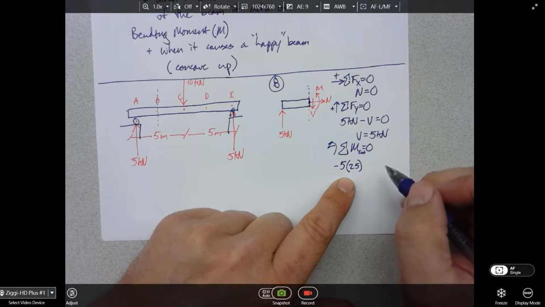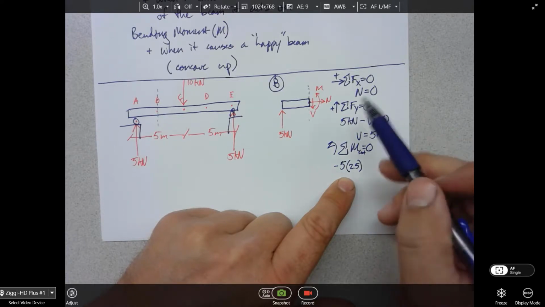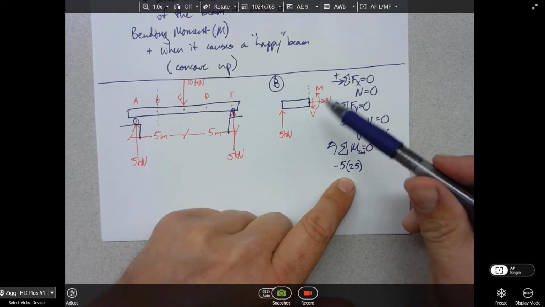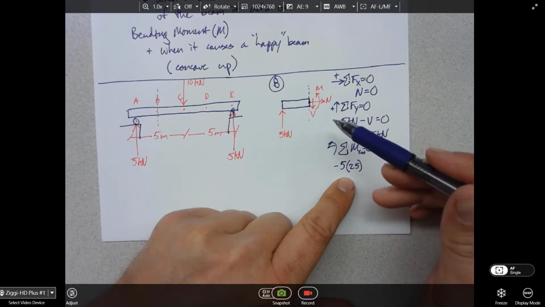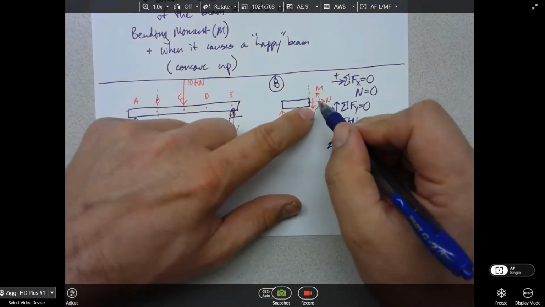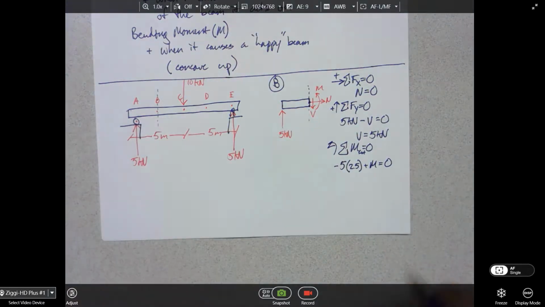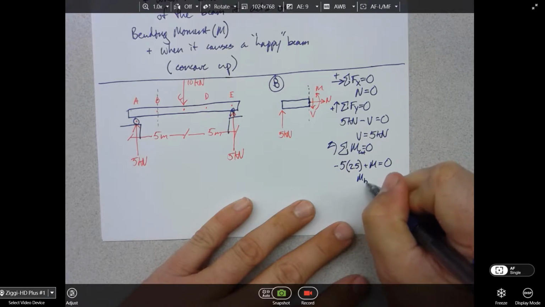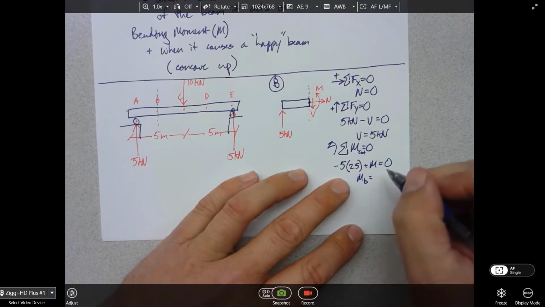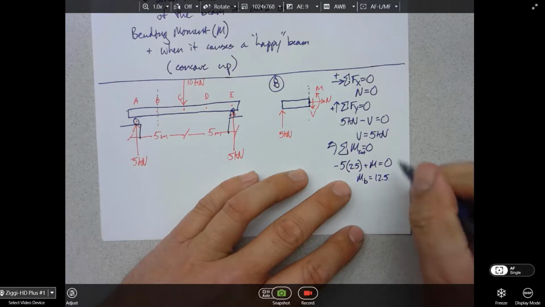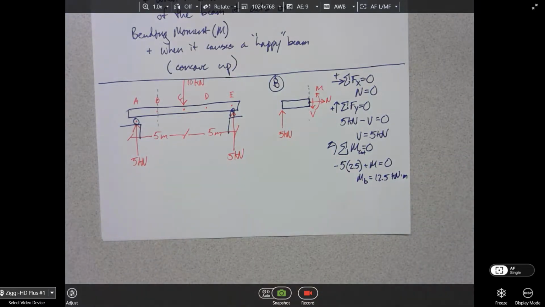Anything else cause a moment? There's something labeled moment. M, right? So we've got this M that we drew in the positive direction, so I'll say plus M equals 0. So it looks like the bending moment at C is going to be 5 times 2.5, which is 12.5 kilonewton meters. Okay.